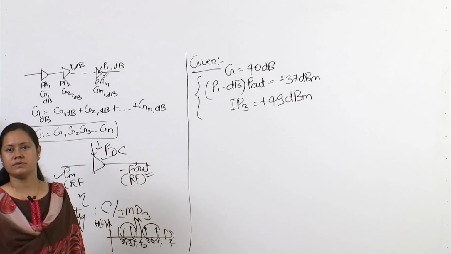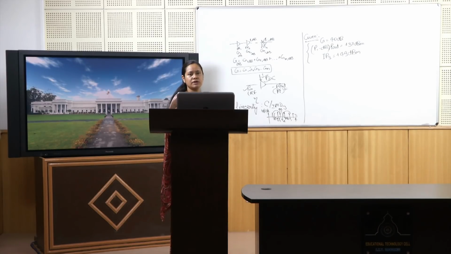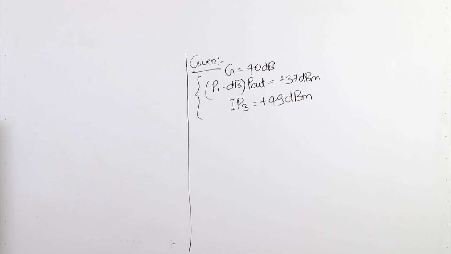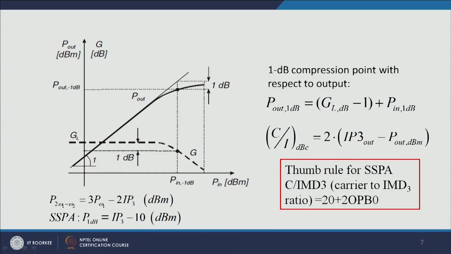So, this is the given requirement here, and we have to design a system so that we are able to qualify all these criteria. While we are starting these calculations, first let us review our conditions of linearity so that we can apply this formula wherever applicable. If we see here the relation between IP3 and P1 dB for the SSPA, it is given by this formulation, means the P1 dB is equal to IP3 minus 10.